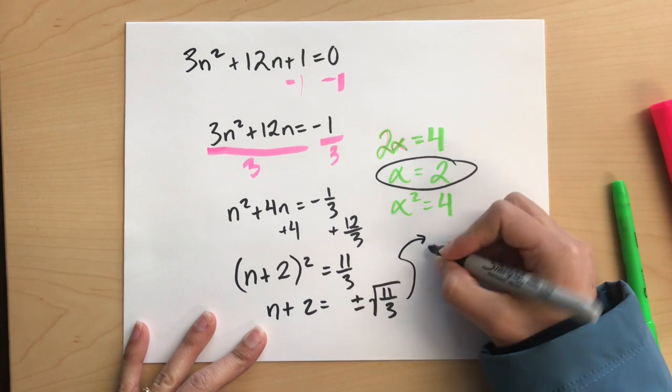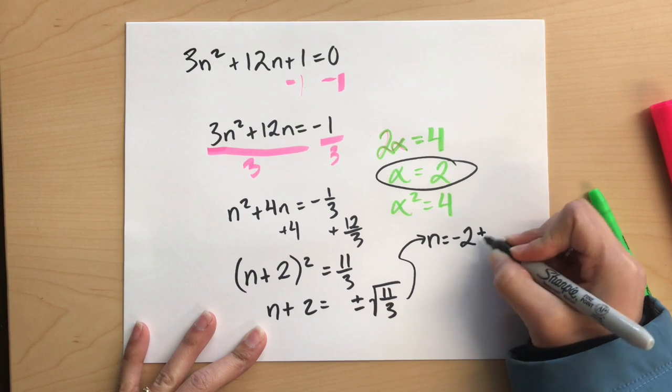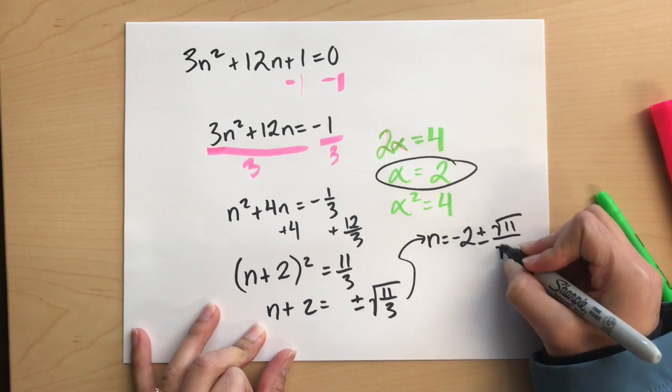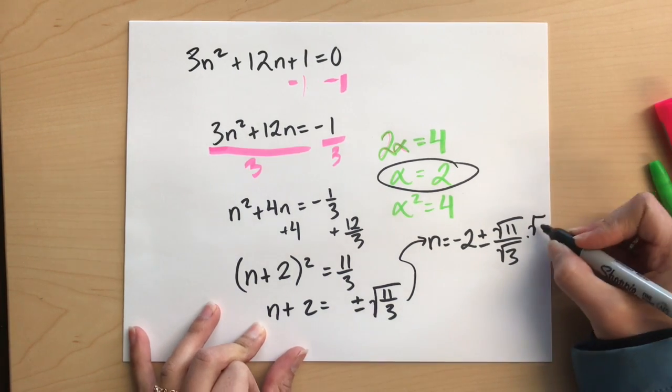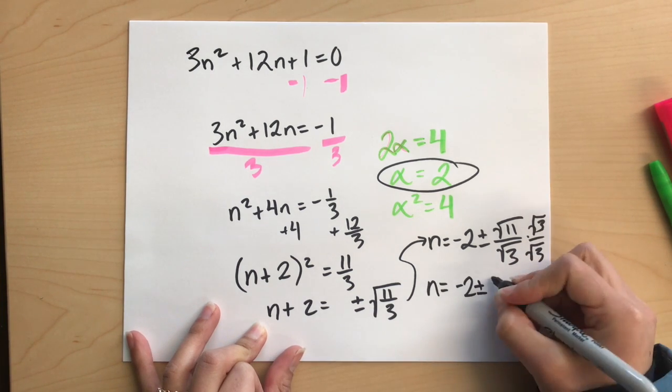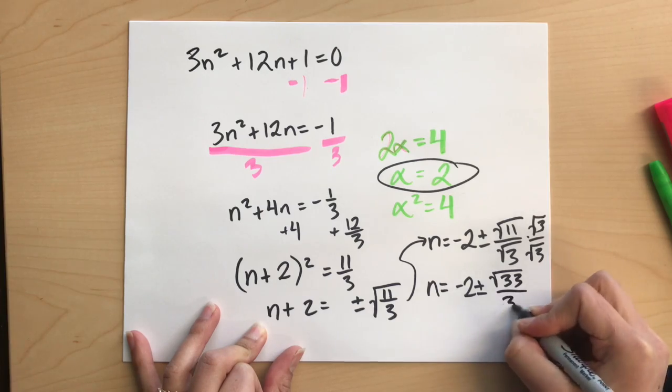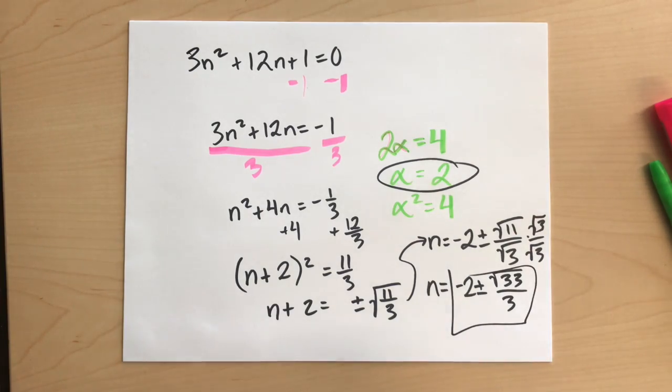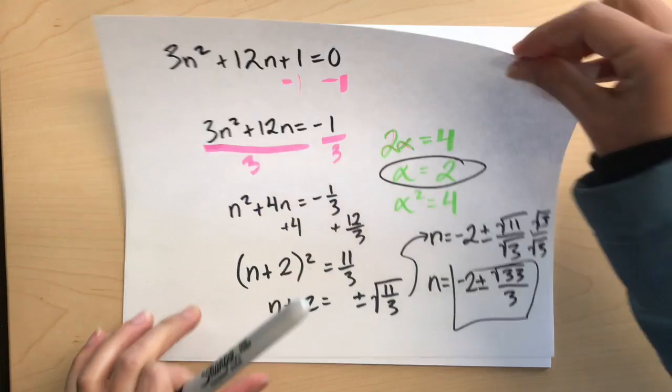Anyway, I take the square root of both sides to solve. I end up with a plus or minus root 11 over 3, which is negative 2 plus or minus root 11 over root 3. I'm going to multiply by root 3 over root 3, and I end up with negative 2 plus or minus root 33 over 3 when I finish simplifying. Make sure you get radicals out of the bottom, like I did here, or any i's out of the bottom if you end up with those. Always a good thing to do.